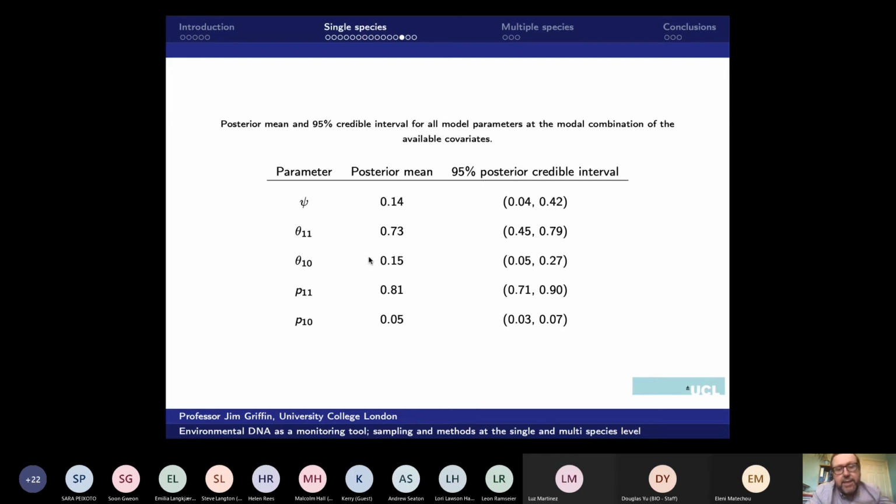So we have ψ, the probability of species presence, and then we have θ11, which is the true positive rate for eDNA, θ10, which is the false positive rate for eDNA, p11 is the true positive rate for the PCR, and p10 is the false positive rate for the PCR. And we're also able to construct 95% posterior credible intervals. So without this prior identifying the model, it'd be impossible for us to calculate these credible intervals, really.